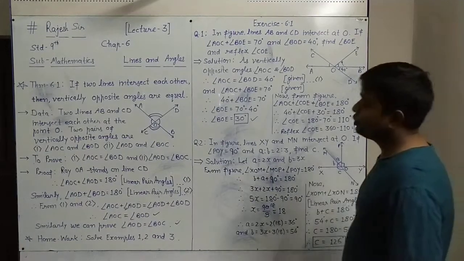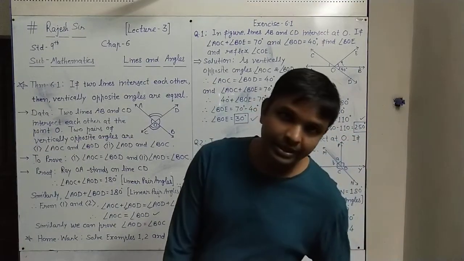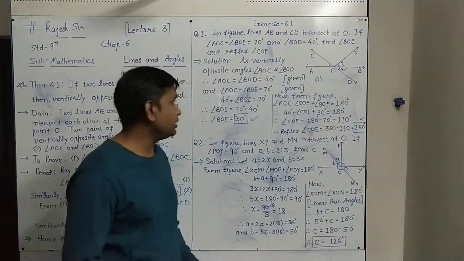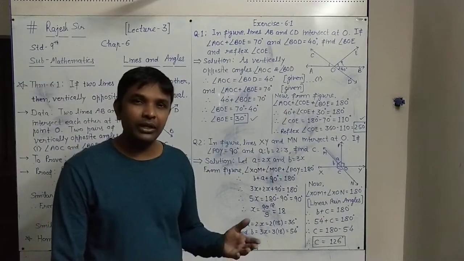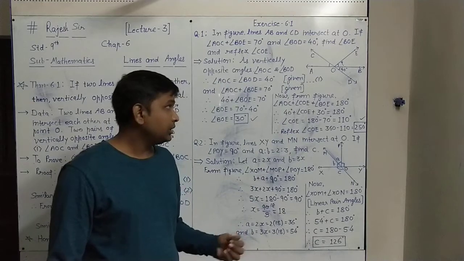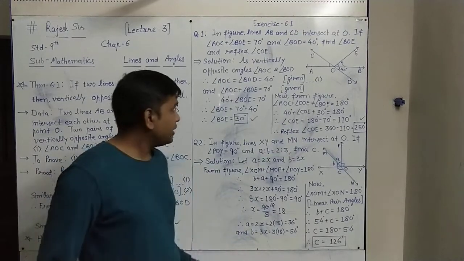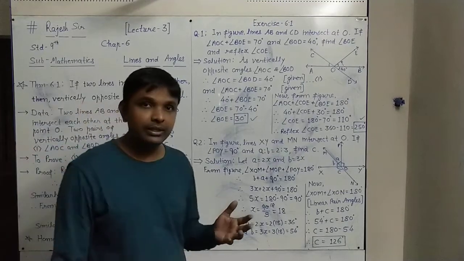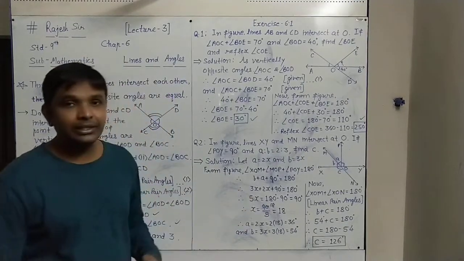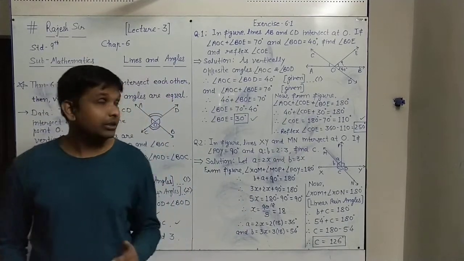So this way, questions 1 and 2 of exercise 6.1 we have solved using theorem 6.1 and the previous knowledge about pairs of angles that we know from the previous lectures. So very easily we can solve the problems given in the exercise. So first we solved this lecture, and the next we will see in the next lecture.